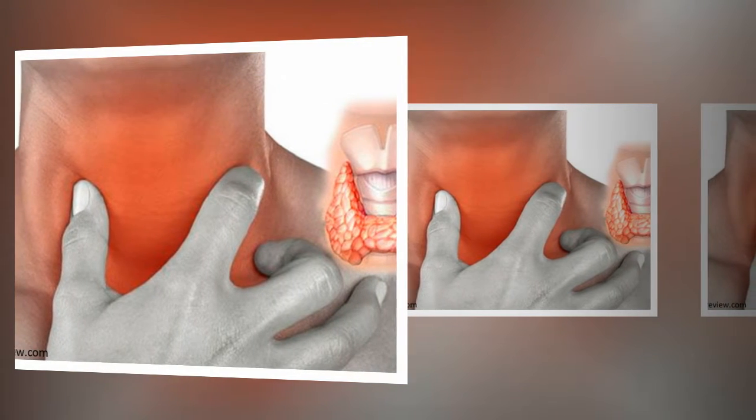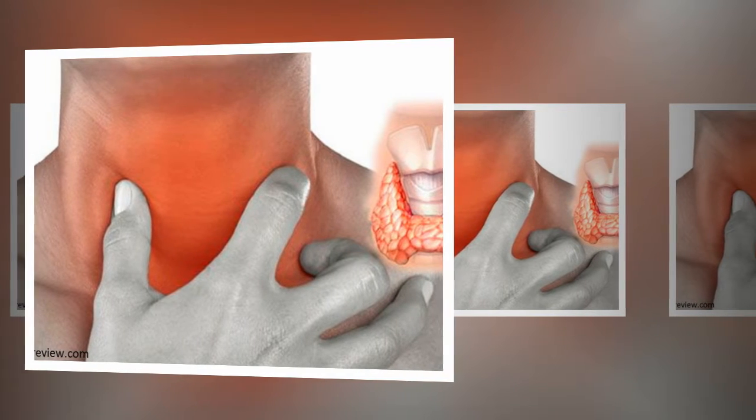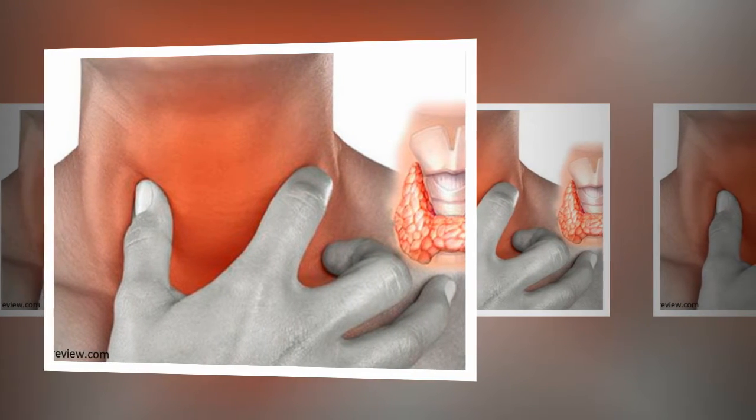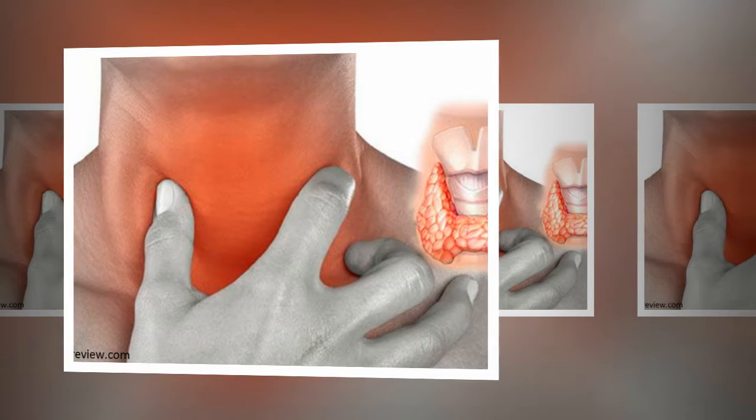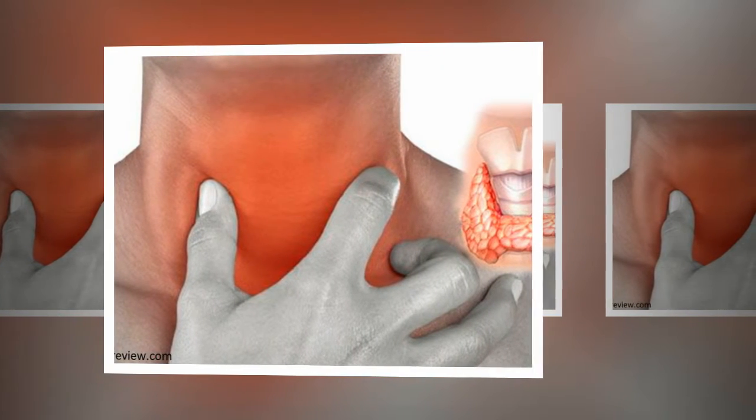If a nodule or multiple nodules are determined to be cancerous, your thyroid is almost always surgically removed, all or in part. In the case of malignancy, thyroid cancer treatment protocols are followed based on the type of cancer detected.